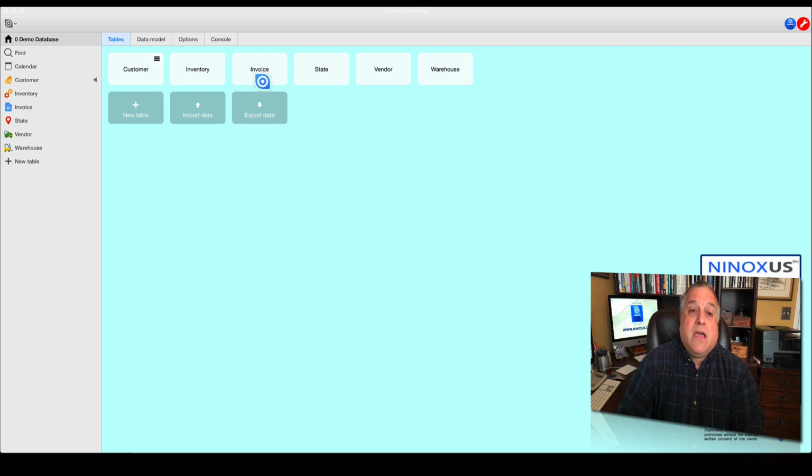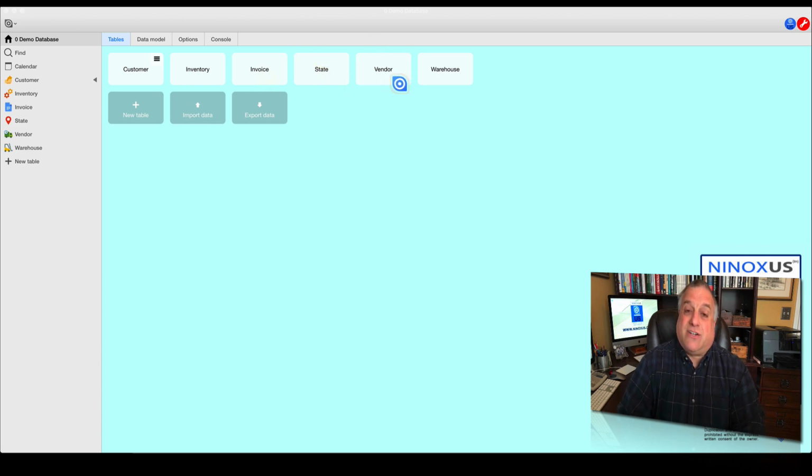We have our invoice table. This table connects customers with the inventory they purchase. And this invoice represents the event or the transaction that transfers our inventory into the possession and ownership of our customers. We'll skip over state and come back to that in a moment.